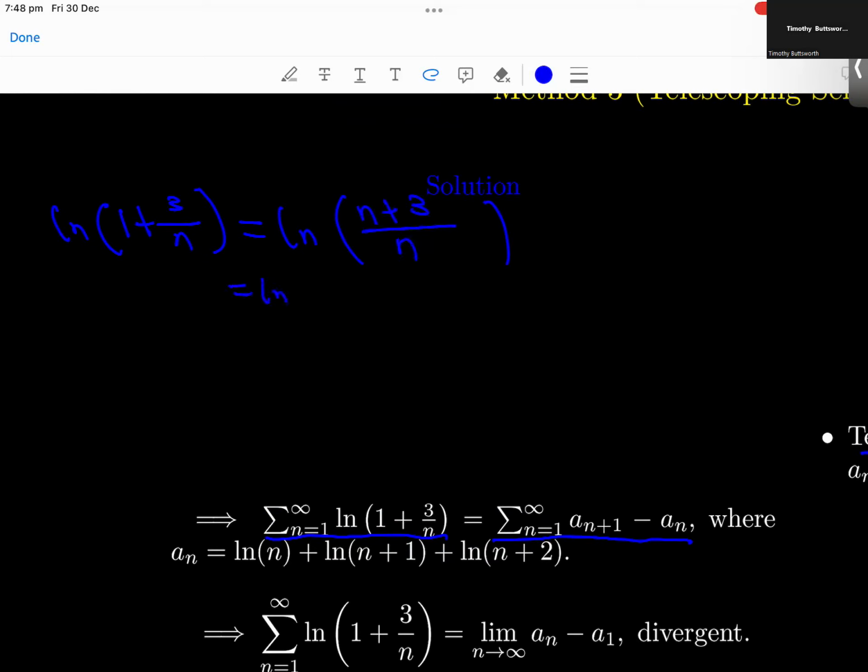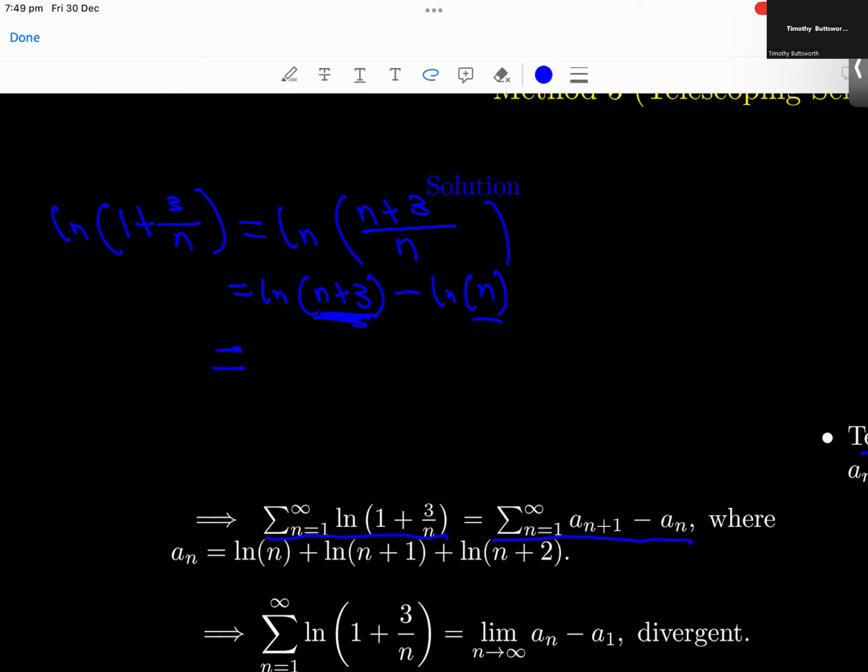But I'm now in a position to use my log laws. ln of n plus 3 minus ln of n. So this is good, but it's not quite what we want. And the reason it's not quite what we want is because this doesn't really look like adjacent terms in the sequence. We could say our sequence is just ln of n, but we would really want ln of n plus 1 here, not ln of n plus 3. How can we fix this?